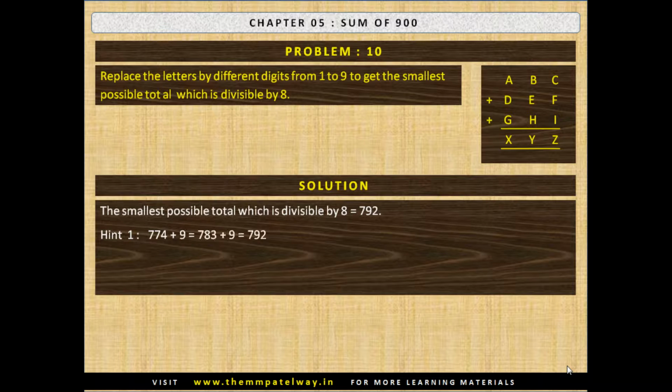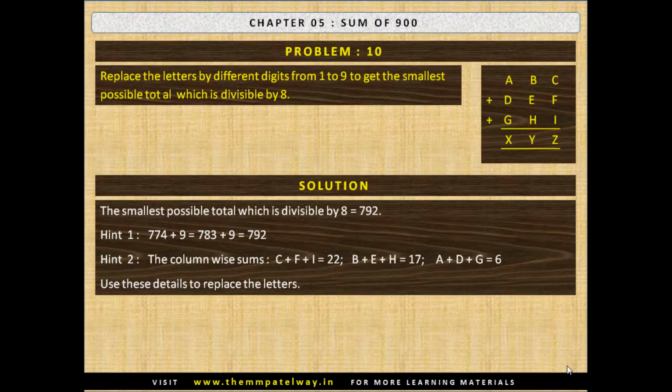Step 2 will be to get column wise totals, which are C plus F plus I equals 22, B plus E plus H equals 17, and A plus D plus G equals 6. These totals can be used to find out various possible solutions.